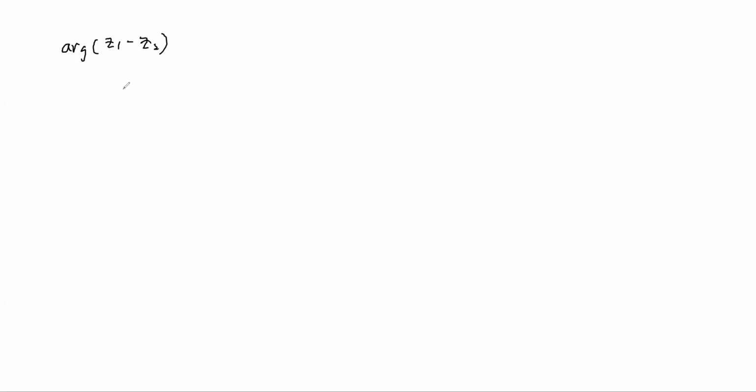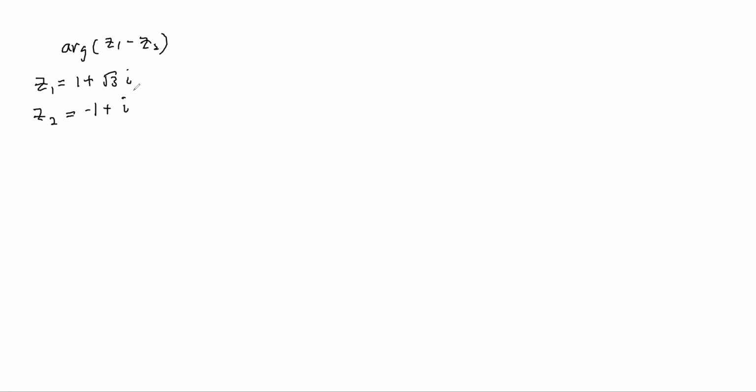Z1 and Z2 are complex numbers. For illustration's sake, let's have an example. Let's say Z1 is equal to 1 plus square root 3i, and let's say Z2 is equal to -1 plus i. So how do we find the argument of Z1 minus Z2?